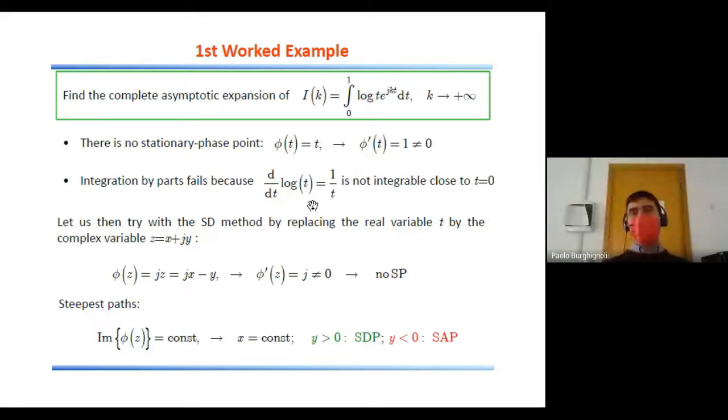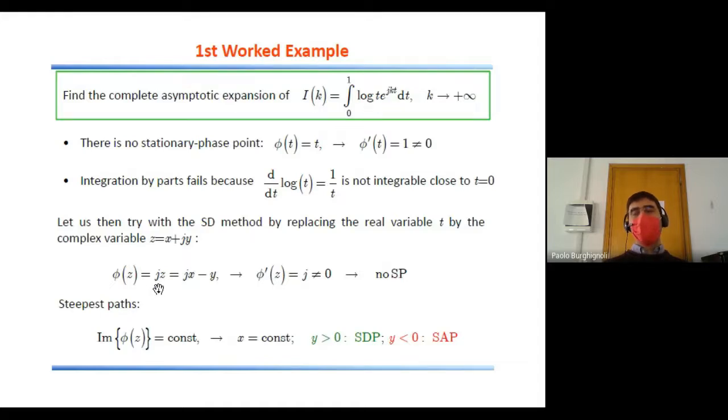The derivative of the logarithm, 1 over t, is not integrable close to one of the endpoints, that is close to the origin. So since this real integral cannot be evaluated easily with real techniques, a good idea is to go into the complex plane, so to consider it as an integral in the complex plane. So instead of using the real variable t, we will introduce the complex variable z, where z is equal to x plus jy. Now the function phi in the exponential function is given by jz.